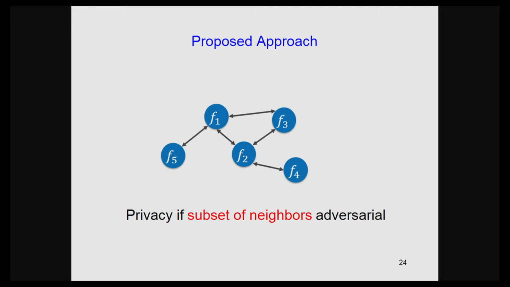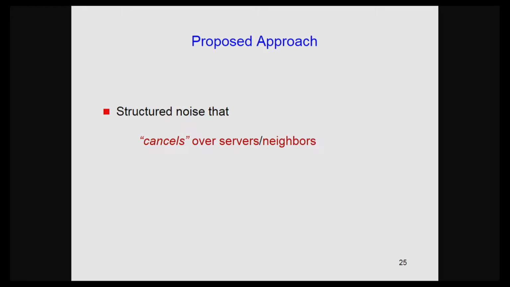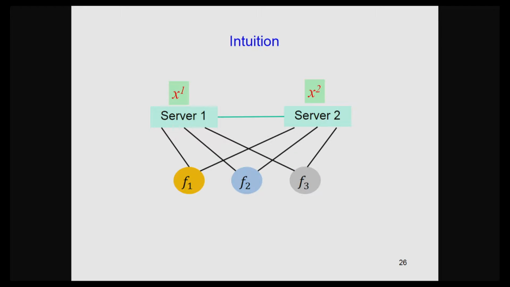There is no way to get privacy, at least in our model. So the approach bears some similarity to the previous talk. The idea is to add structured noise that cancels over all the servers or neighbors that we're going to talk to. So that's the high-level bit. Shripad has many variations on this, and I might allude to that later on. But let me give the intuition behind why this might work with this simpler mechanism.